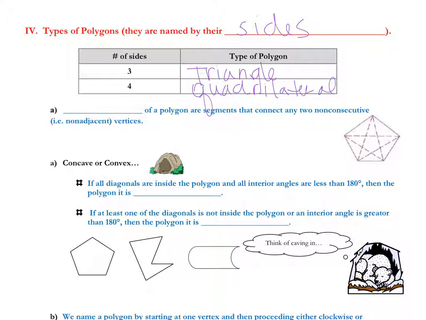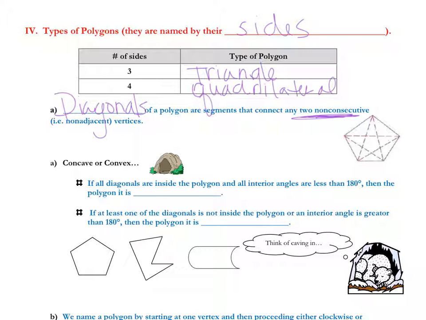Okay, and then the other part of polygons we need to know is that diagonals of a polygon are segments that connect any two non-consecutive, that's really important, non-adjacent vertices. So if you look at the highlighter up here, I can't go adjacent, so I can't go right next to it. So a diagonal has to go to an opposite vertex that's not right next to it.